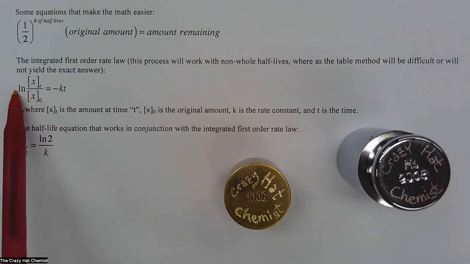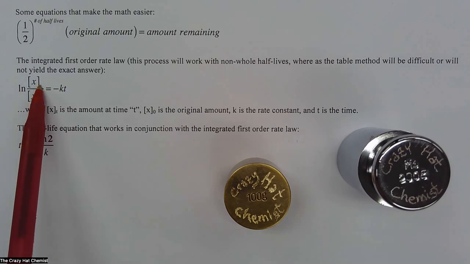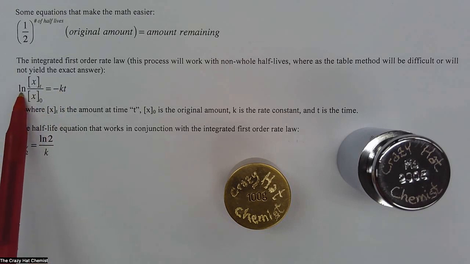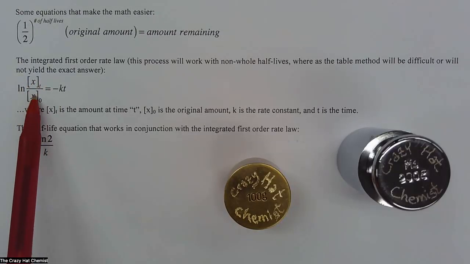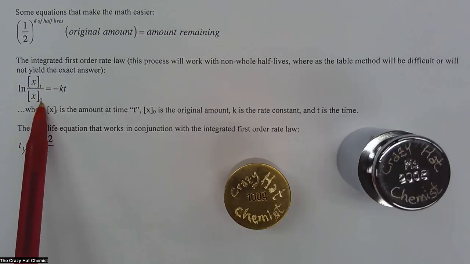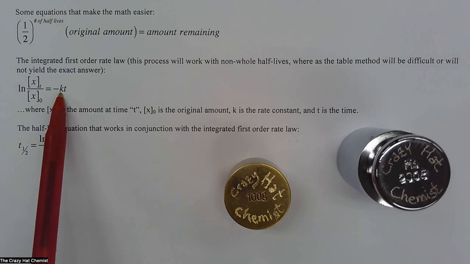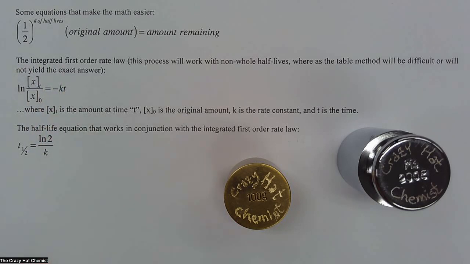And the integrated first order rate law is right here. It is the natural log of x sub t divided by x sub naught is equal to negative kt. Natural log. And x sub t is the amount at time t. X sub naught, x sub 0, is the amount at time frame 0. There's a negative sign there. Don't forget about that. And k is called the rate constant. The rate constant is per unit of time. So it could be per second, could be per minute, could be per day, per hour, whatever it is. t is the total amount of time.